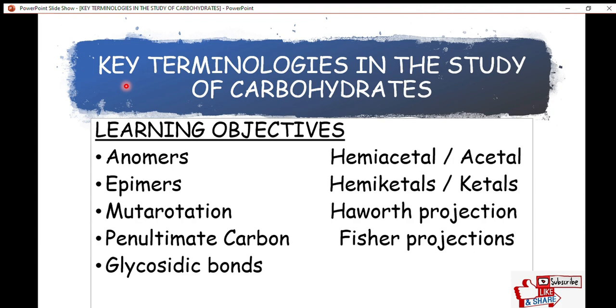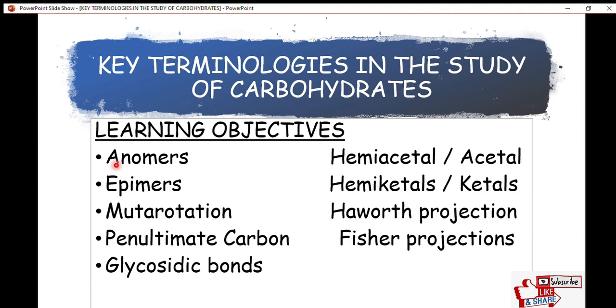Today we are going to study those terminologies one by one and know what each of them means, so that our next video will tackle carbohydrates and it will be very easy for us to move at a faster pace. We are going to talk about key terminologies in the study of carbohydrates. Our learning objectives start with anomers, so we are going to talk about what anomers are.